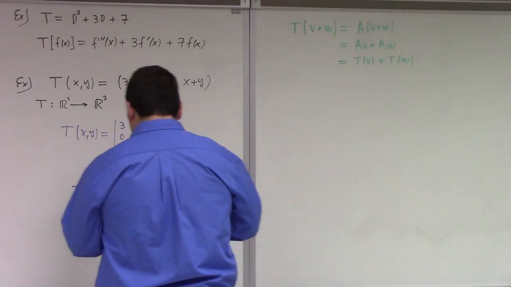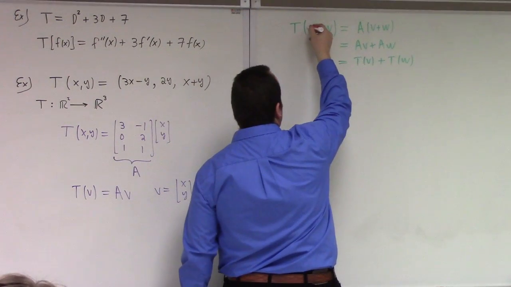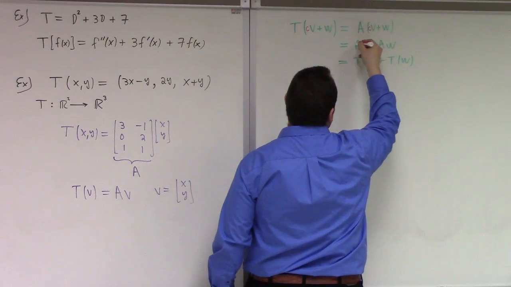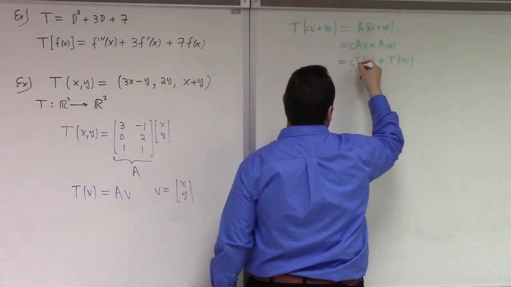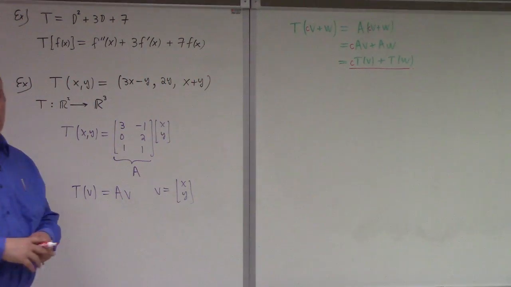And goodness gracious, why don't we be lazy and do homogeneity at the same time? C, pull the C out, C. There you go. We have linearity, hence additivity and homogeneity all at once.